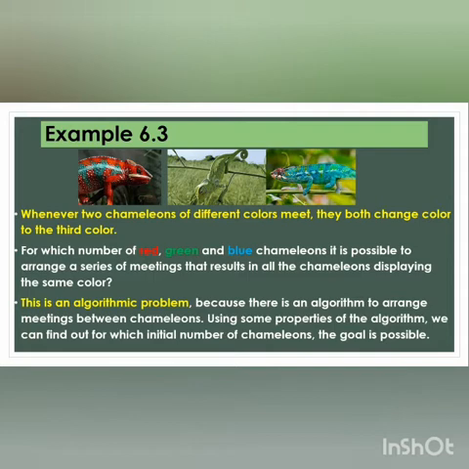So we have to use some properties or some techniques of the algorithm. Then only we can find out for which initial number of chameleons the goal is possible. So how many meetings should be arranged? Then only the result can be achieved. So these two are the best examples of algorithmic problems.